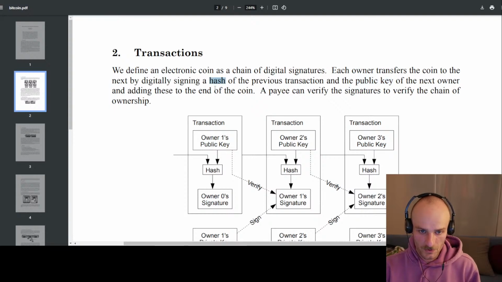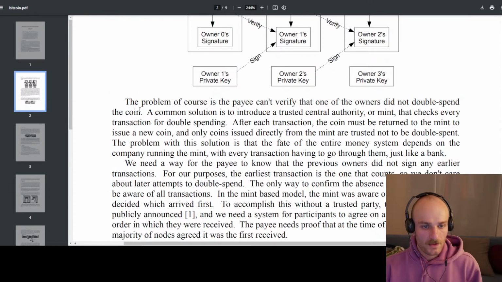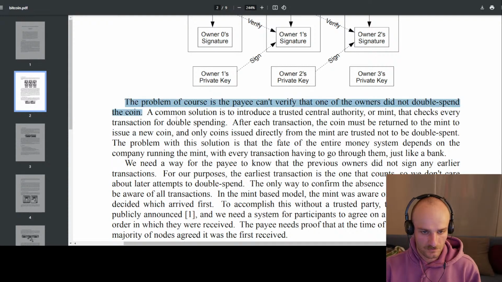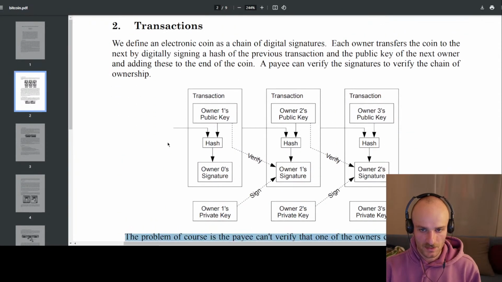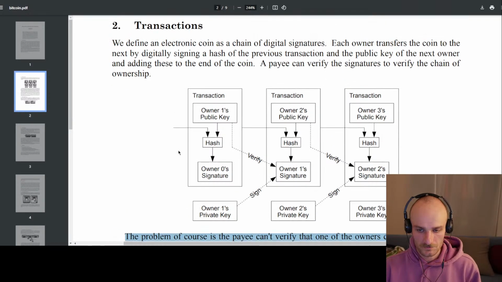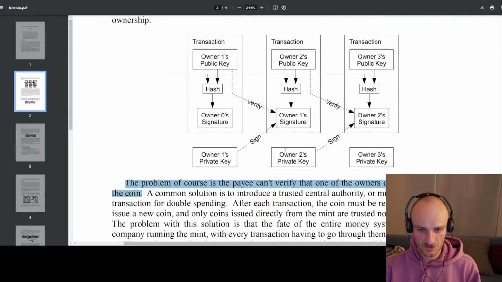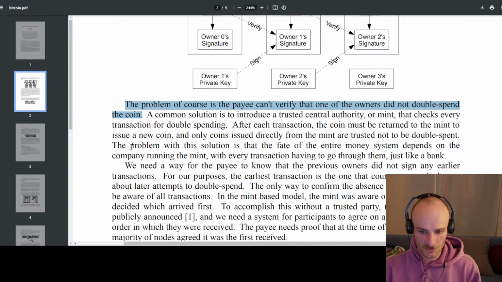Therefore, knowing who emitted this payment, you can go backwards and discover the other things. The problem, of course, is the payee can't verify that one of the owners did not double spend the coin. Okay, so until now he's just talking about the transaction as a series of hashes and signatures.